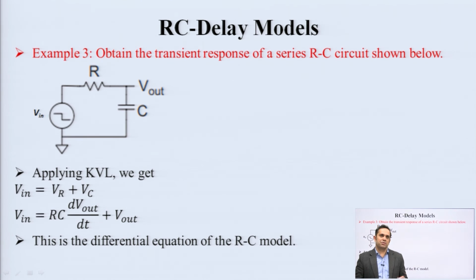If I apply Kirchhoff's voltage law to this circuit, my input voltage is nothing but the addition of the voltage across the resistor and the voltage across the capacitor. Now, the voltage across the resistor, according to Ohm's law, is I times R. Since R and C are connected in series, I take the current through the capacitor, which is given by C times dV out by dt, and the voltage across the capacitor is nothing but my output voltage. This is the differential equation of an RC model.